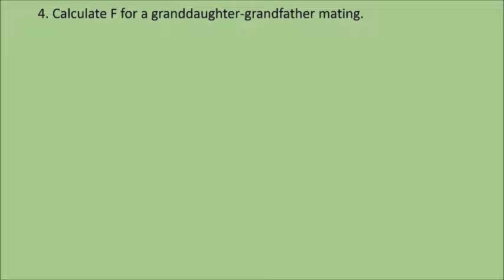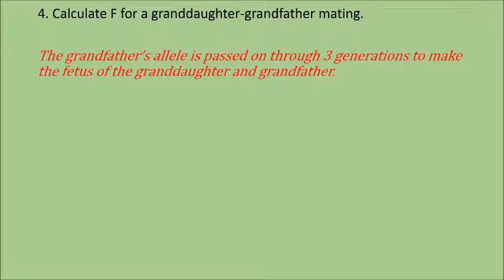Calculate F for granddaughter-grandfather mating. The grandfather's allele is passed on through 3 generations to make the fetus of a granddaughter and grandfather. Therefore, we have F equals 1/2 raised to the 3rd power, which equals 1/8.